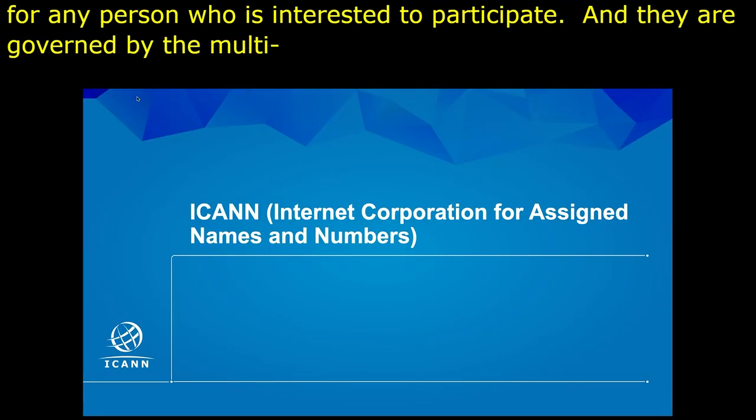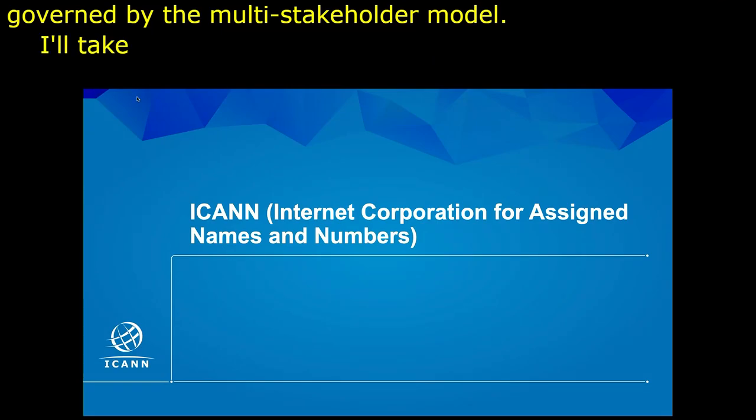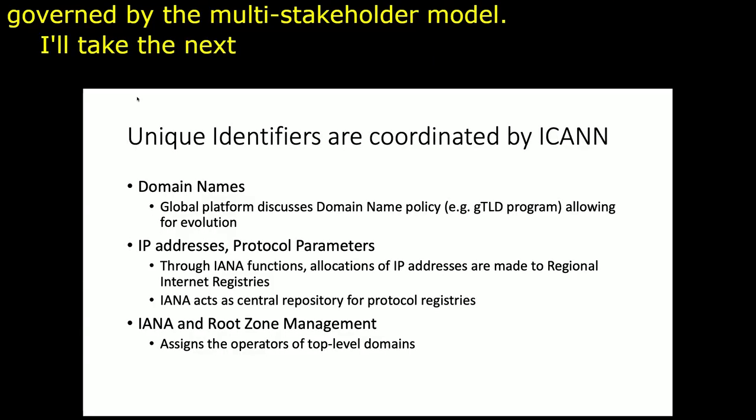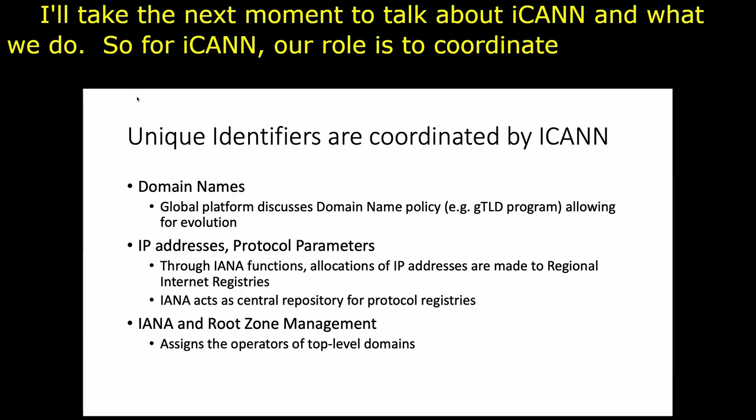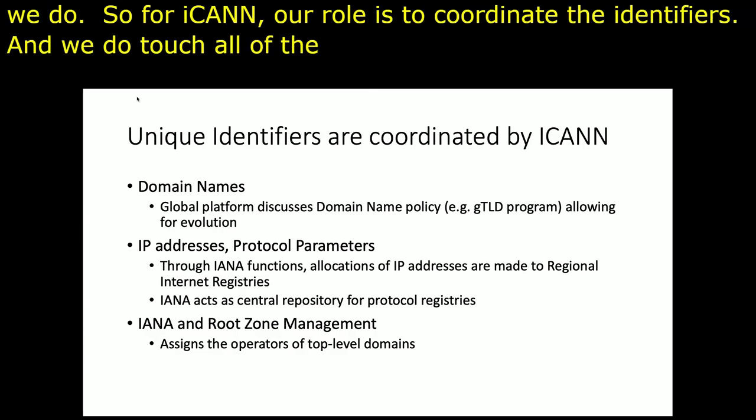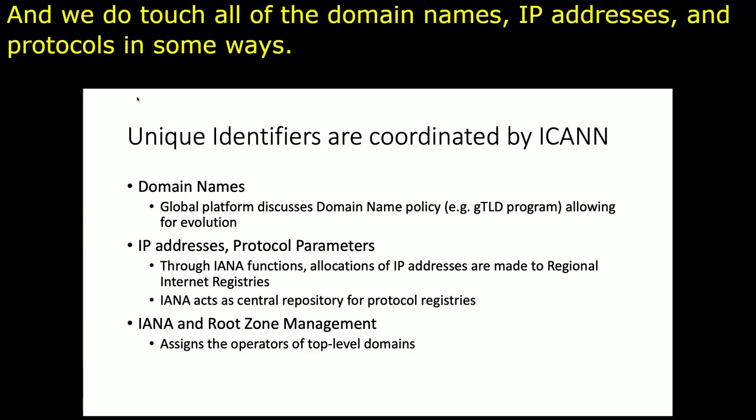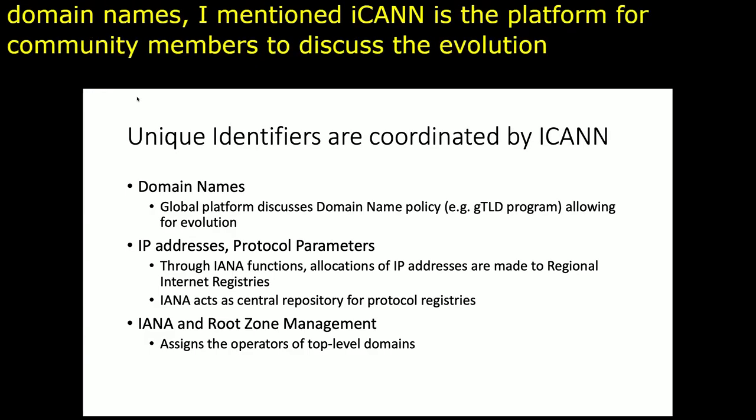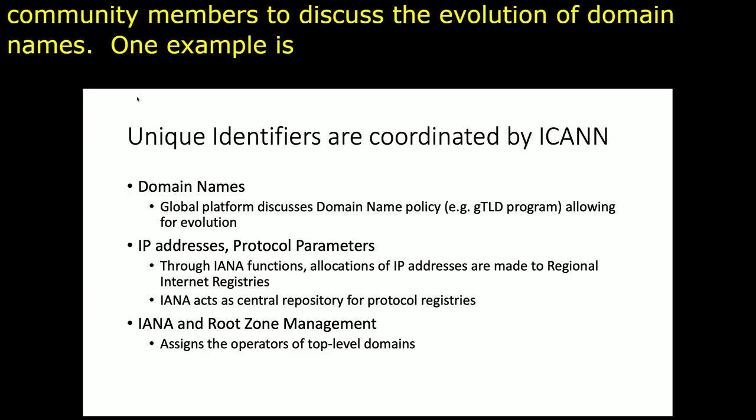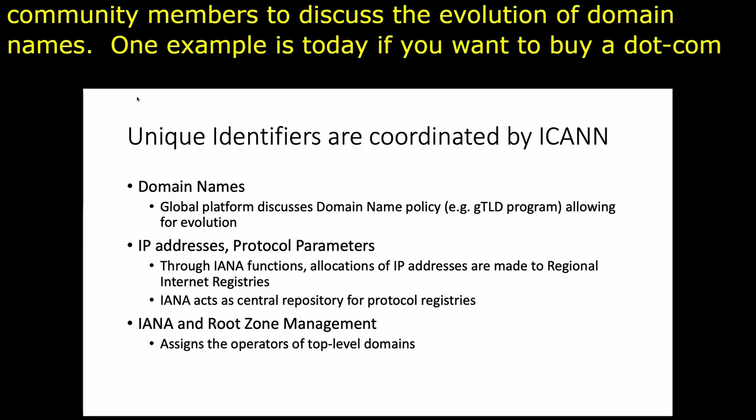I'll take the next part just to talk very briefly about ICANN and what we do. For ICANN, our role is to coordinate the internet's unique identifiers, and we do touch all of the domain names, IP addresses, and protocols in some ways. I'll just briefly explain this. In terms of domain names, I mentioned ICANN is the platform for community members to discuss the evolution of domain names. One example is, today if you want to buy a .com domain name, it's quite saturated, so it's quite hard to buy.